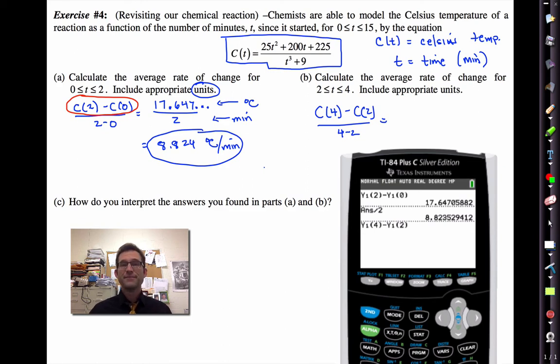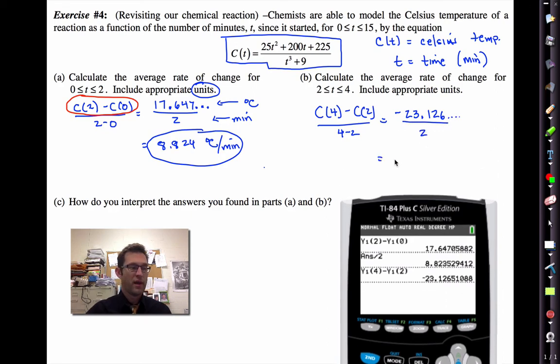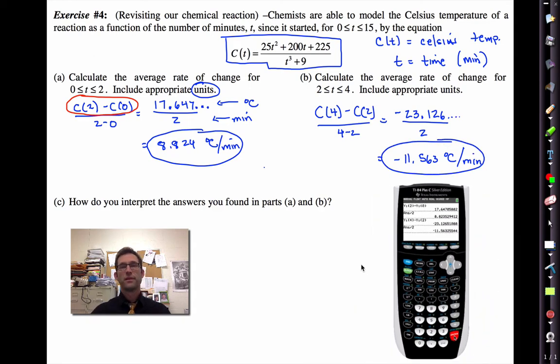And I hit enter, and now I have negative 23.126, etc., divided by 2. That gives me negative 11.563 degrees Celsius per minute.